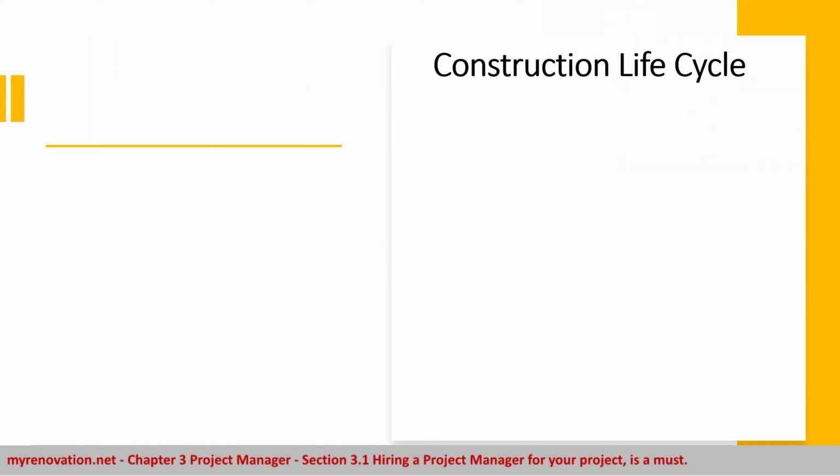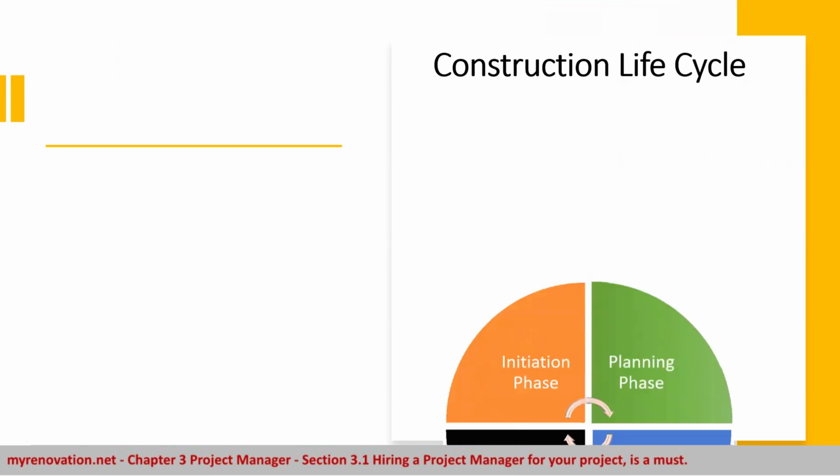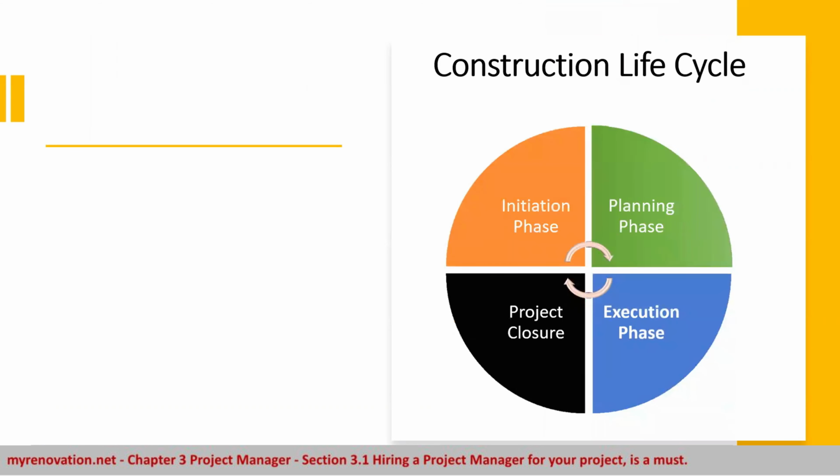You have a piece of land and you want to build something on this piece of land, let's say a restaurant. So what is the process to do so? As we discussed in the previous video, there are 4 phases of the project: initiation, planning, execution, and closure. These 4 phases make IPEC.